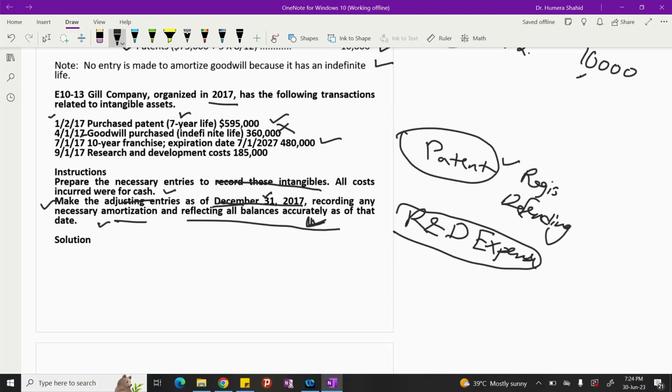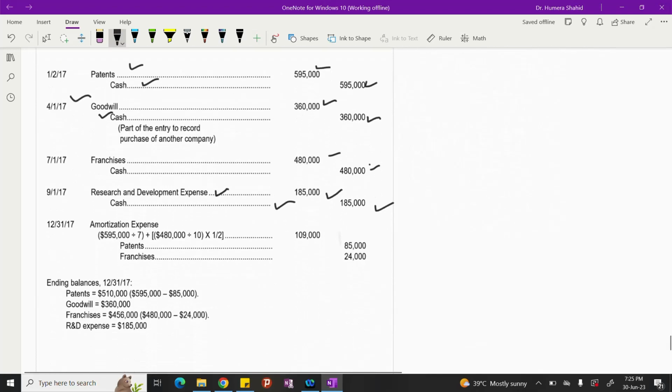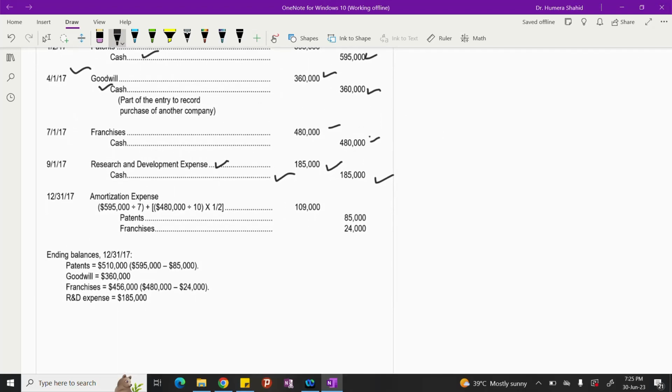For amortization, when I was discussing the theory content, I told you we use the straight line method, which is cost minus salvage value divided by useful life in years. We don't have salvage value, we have only cost. But don't forget the partial year, okay? For franchise, it's partial. It's on July 1st, so 6 months only, okay? So let's do this. We will be calculating the amortization for 2 things. Amortization expense gets debit, and both my intangible assets, patent and franchise, will get credit.